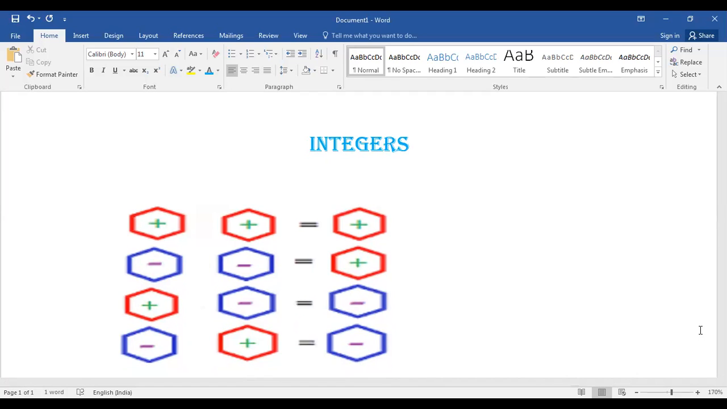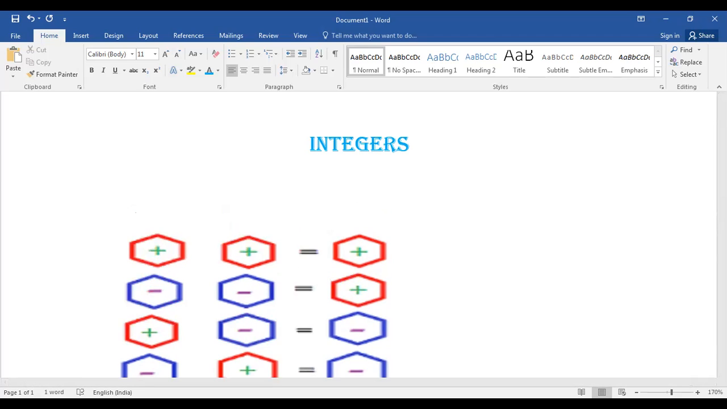Now for adding, subtracting, dividing and multiplying, there are a few rules which are known as key rules to solve the integers. Here it is: plus plus is plus, plus minus is minus, minus minus is plus, and minus plus is minus. So these rules we are going to follow. And one more thing, always the sign of the greater number will be included. Now let us solve one or two sums.